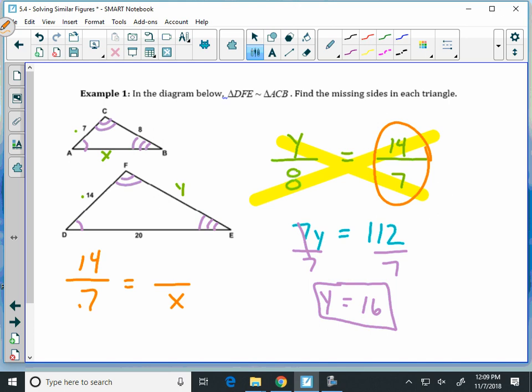Okay? So which side in the other triangle does x match up with? 20. Okay? 14 and 20 are in the same triangle. They're in the same spot. x and 7 are in the same triangle. They're in the same spot. They're both in the bottom. And then we use that same process to solve. We just cross multiply.